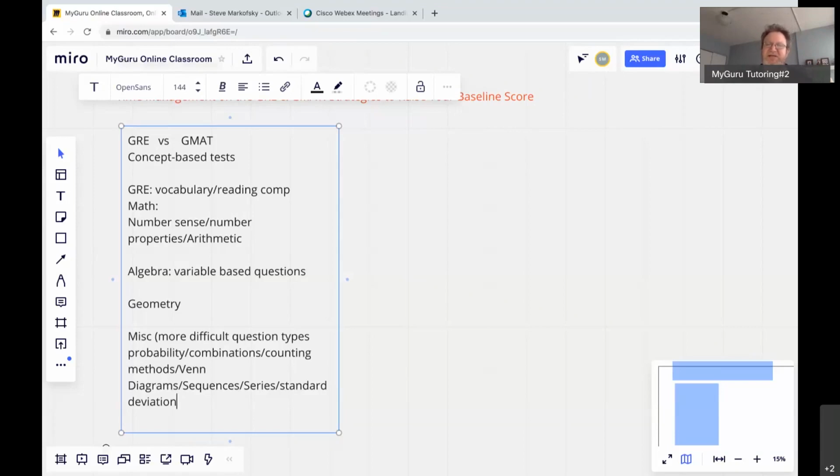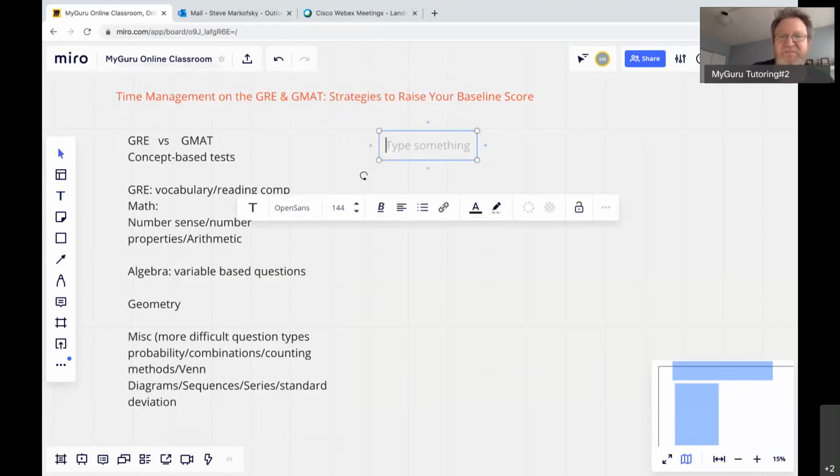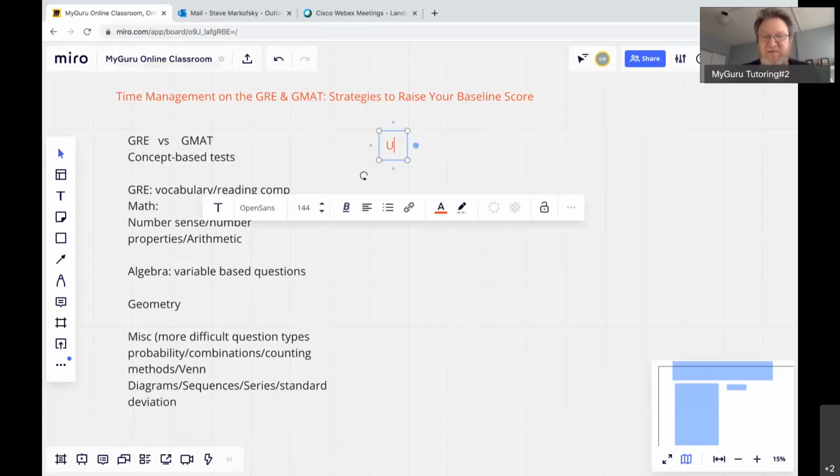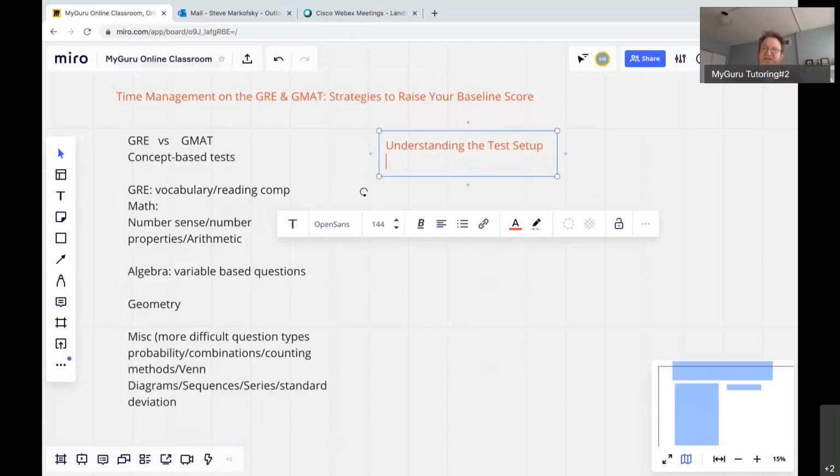So because this is a session based on timing, we're not going to go too much into content, but we're going to talk about how to think about questions in order to structure and manage your time effectively from the outset. And that in itself can end up raising the baseline 10, 15 points before you even get into fine tuning the content. So that said, all right, let's see how the test is set up from a timing perspective.